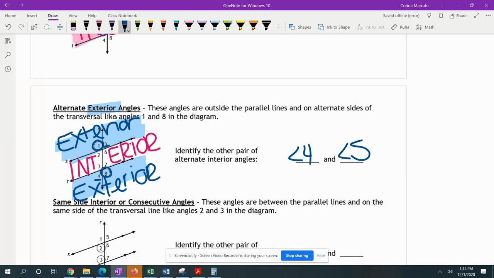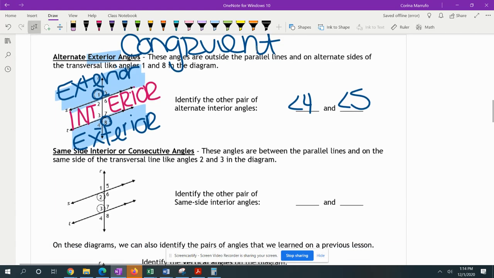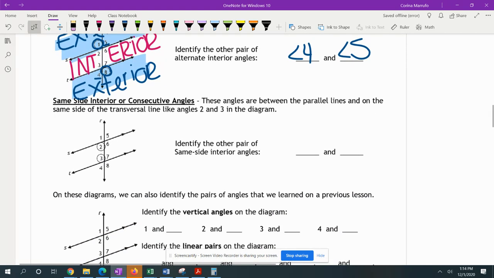And these are also congruent, which means they are equal in measure. And the last ones are your same side interior or consecutive angles.